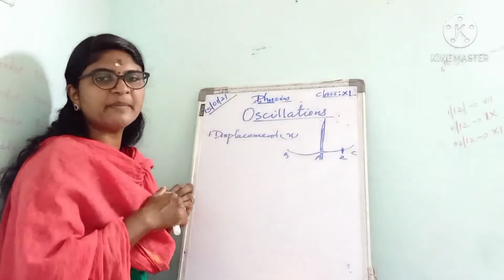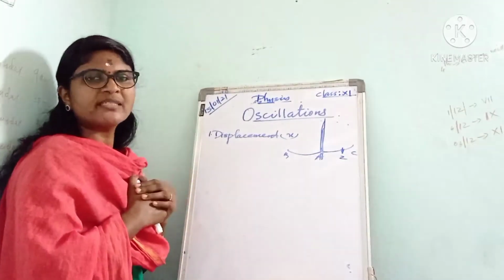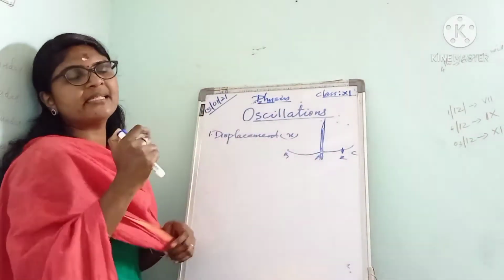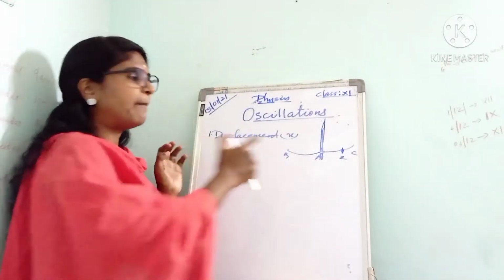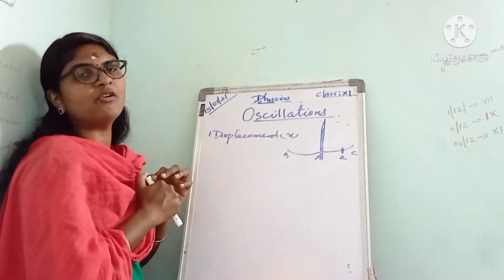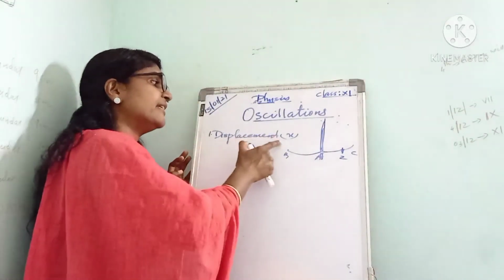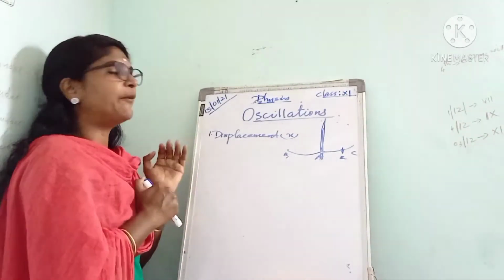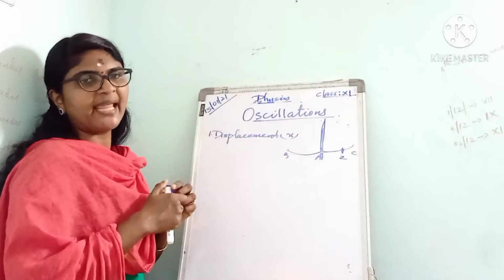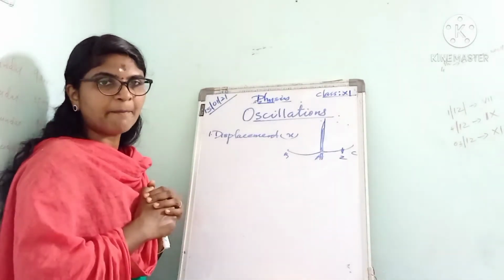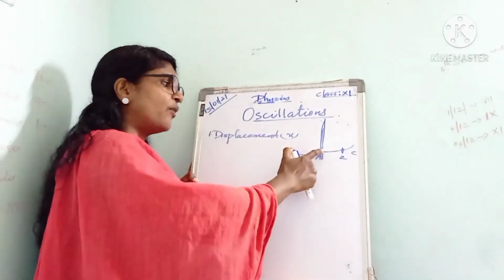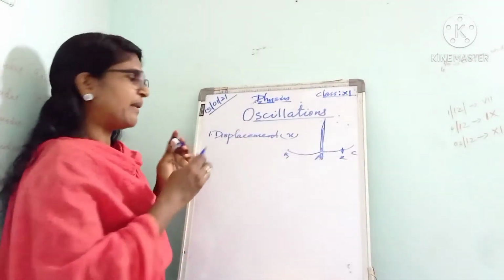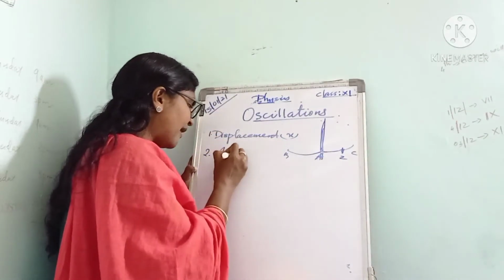The distance of the oscillating particle from its mean position at any instant is called displacement. It is represented by x. Then what is the unit of displacement? Meter is the unit of displacement. The distance of the oscillating particle on either side of the mean position at any instant is called displacement.